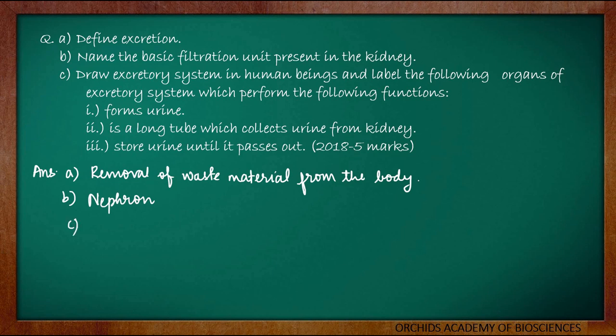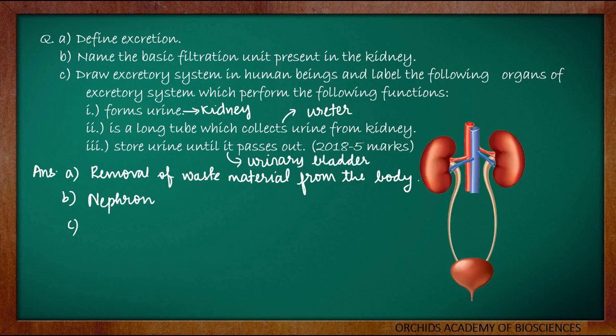The third part of the question is related to the diagram of the human excretory system. They asked us to draw the human excretory system and label the following parts. They asked us to label the parts which forms the urine, that is kidney, a long tube which collects urine from the kidney, that is ureter, and also the part which stores the urine until it passes out, that is urinary bladder. So we should draw the human excretory system and label these 3 parts. While drawing we should clearly remember to place the left kidney above the right kidney. So now we can label the parts.